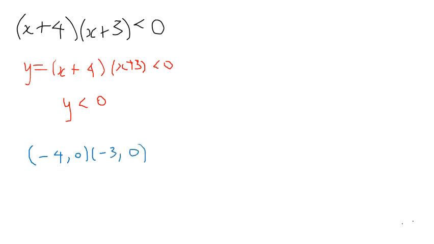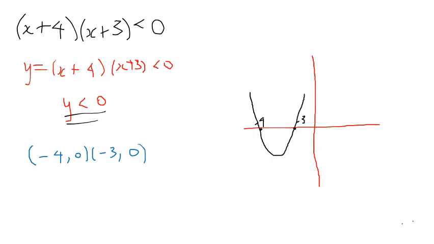And so now we're going to use our x-intercepts to draw a graph and to graph a parabola on it. You don't need to find the turning point for this. You just need your two x-intercepts, which are negative 4 and negative 3. So we're now going to graph this. Okay, now we're going to come back to y is less than 0.